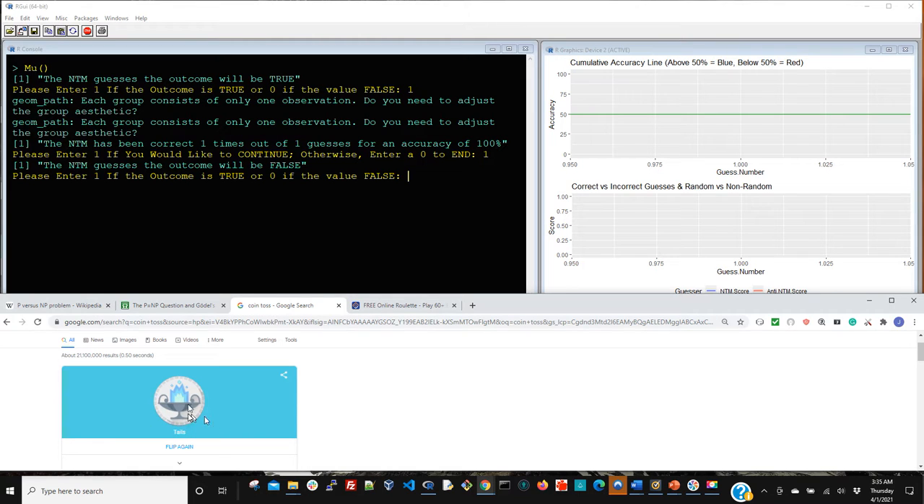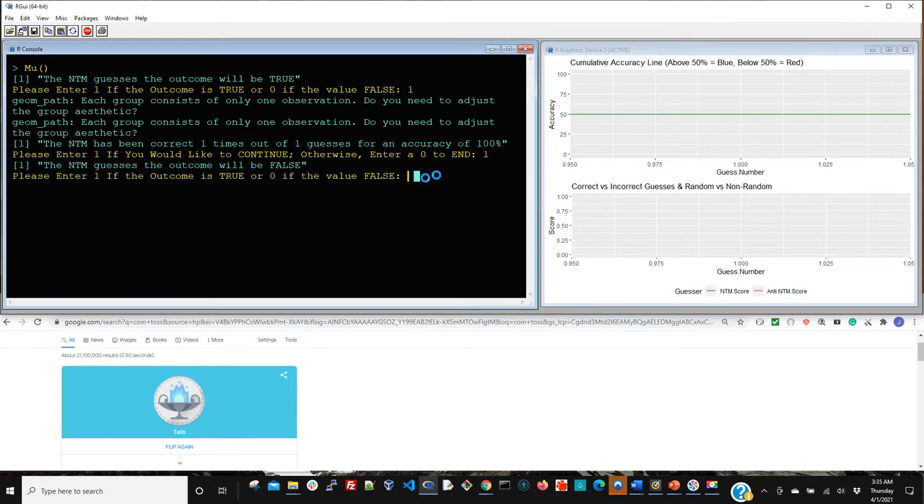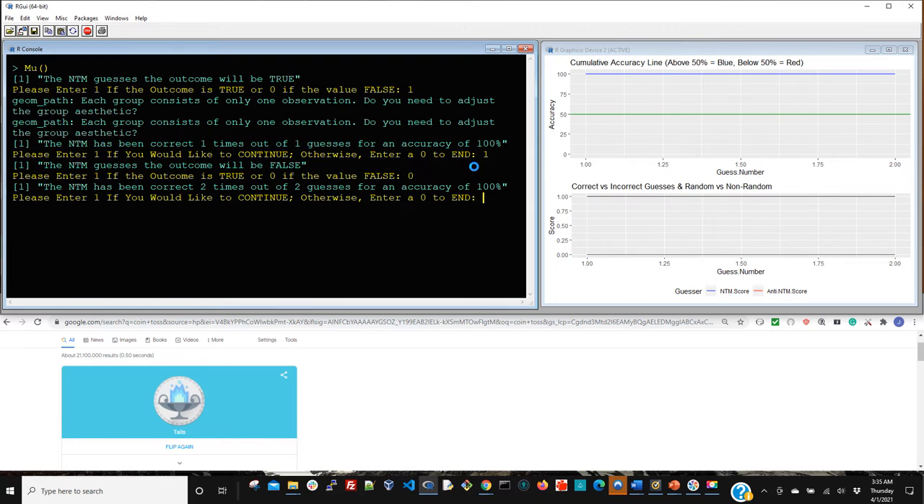And it comes up tails. So we enter in 1 if the outcome were heads and 0 if the outcome were tails. The outcome is tails, so we're entering in 0. And that will tell the computer that it again got the answer right, or the prediction right.